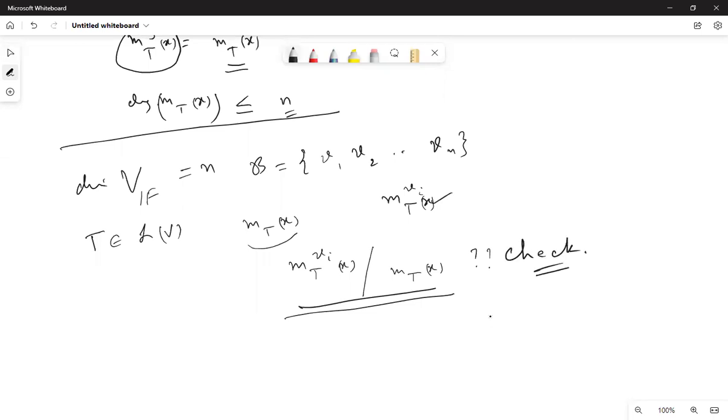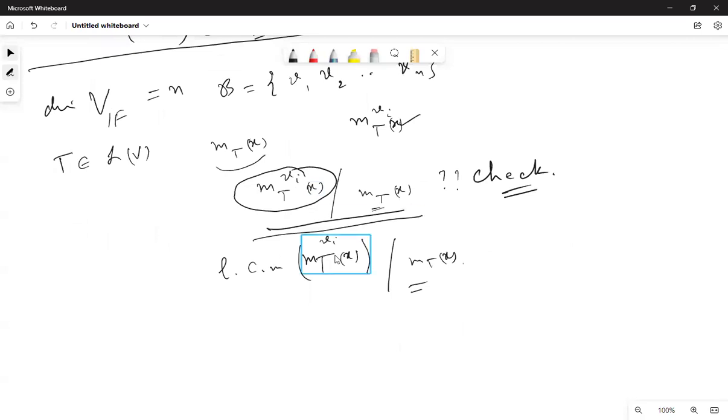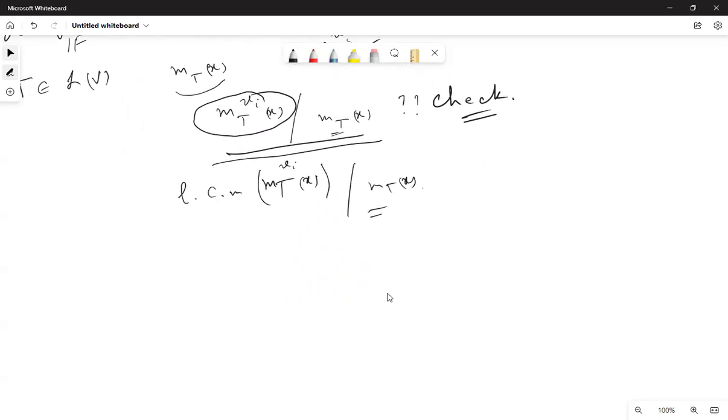Yes, sir. This divides. So that means what? If this is dividing this, this means the LCM of these annihilators of VIs, that also divides MTX. If these divide that, then the LCM is also dividing that. Then can you just guess what I want to say?